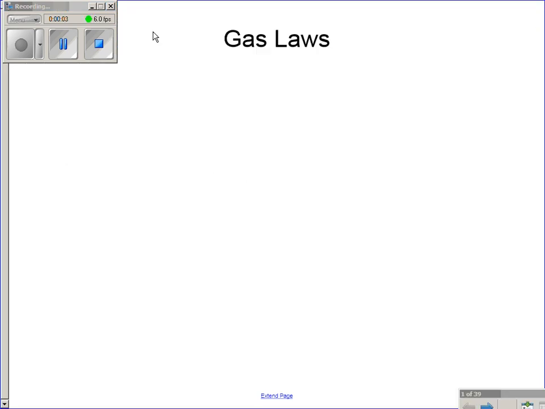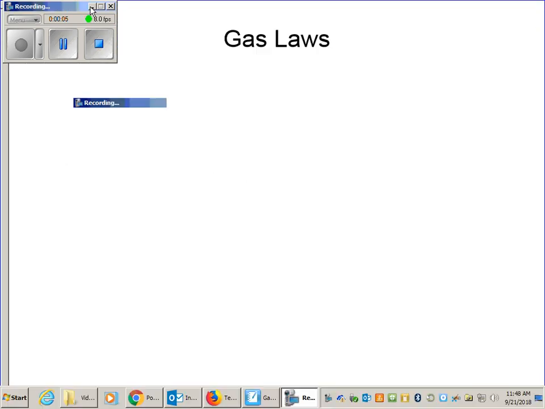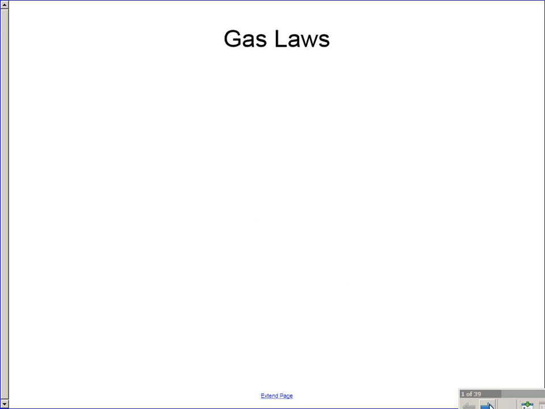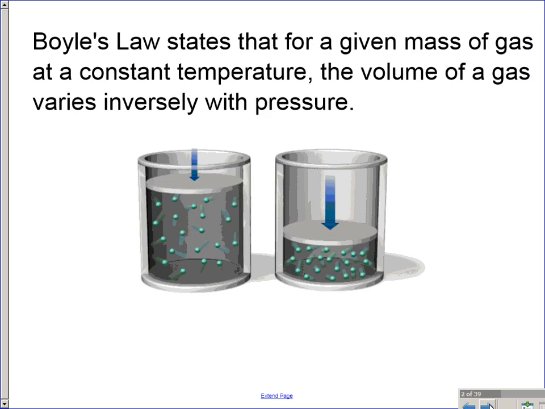In this video, we're going to review some of the gas laws that we learned in Chem 1, and then look at some different calculations that we can do with these. So in terms of gas laws, our first one is Boyle's law, which states that for a given mass of a gas at a constant temperature, the volume of a gas varies inversely with pressure. So remember, inverse means when one goes up, the other goes down.